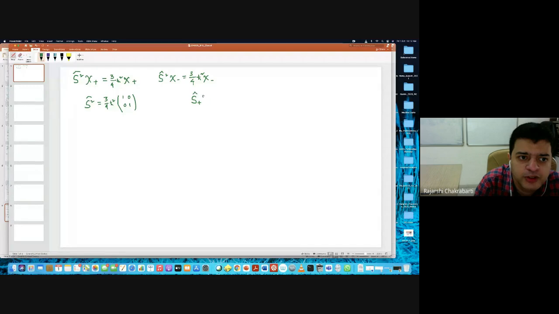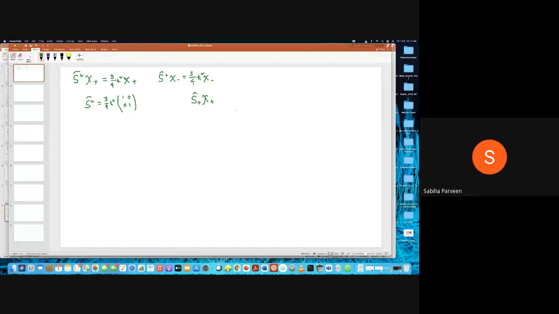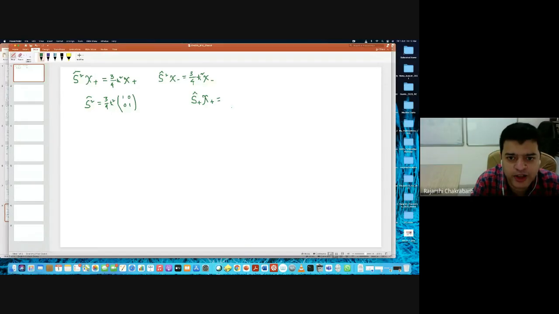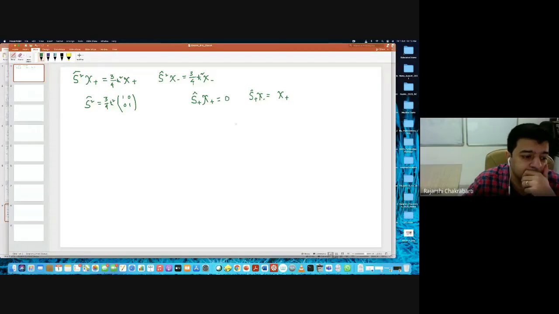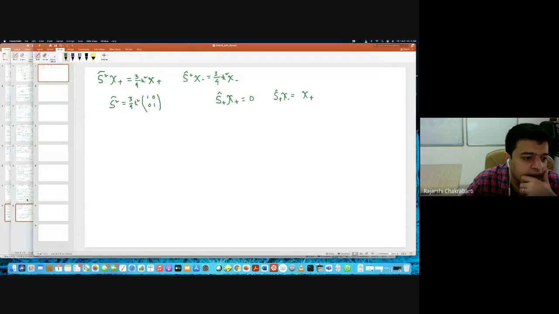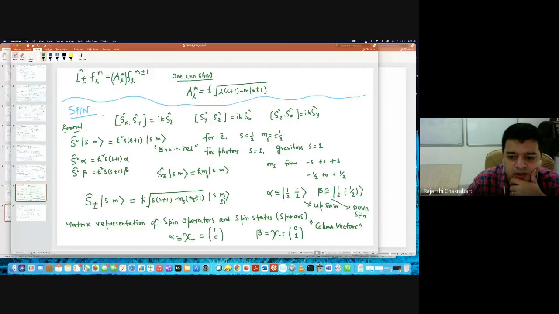If I operate S plus on chi plus, what should I get? Any idea? Zero. Somebody says it will be 0. But if I operate S plus on chi minus, what should I get? Chi plus. But I'll have a coefficient here, no? H cross. Yes. And how do you calculate the coefficient? Root S(S plus 1) minus m(m plus 1), the normalization. Yeah, I gave you that expression, no? Somewhere it is there. This is the one, no?